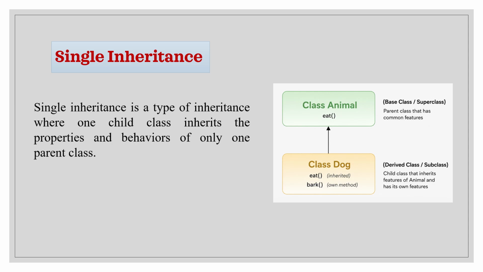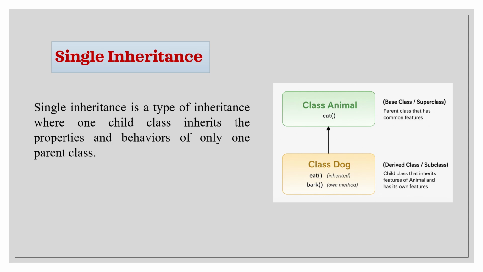Single inheritance means one child class inherits the properties and behaviors from only one parent class. In simple words, a child class can use the features of only one parent class. And single inheritance is also called simple inheritance because only one parent class is involved here.